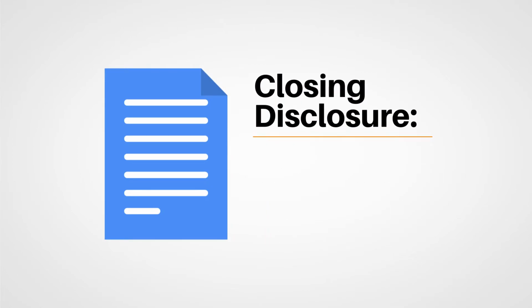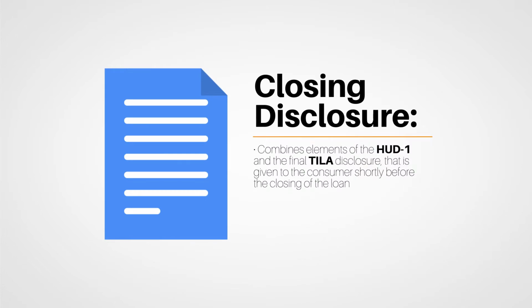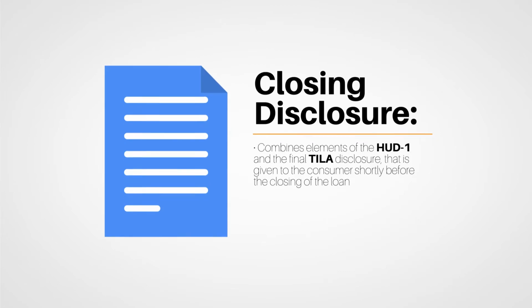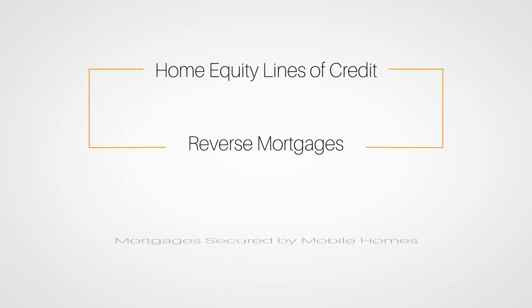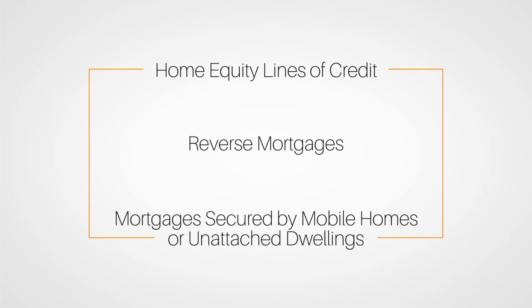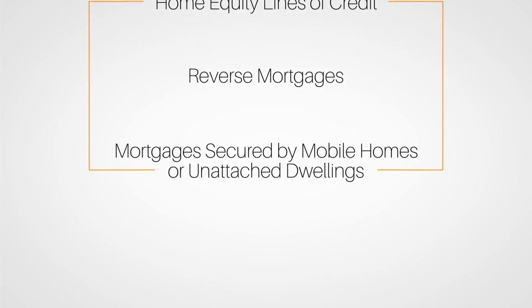The closing disclosure form combines elements of the HUD-1 and the final TILA disclosure that is given to the consumer shortly before the closing of the loan. While the TILA-RESPA rule applies to mortgages, it doesn't apply to all mortgages. Home equity lines of credit, reverse mortgages, and mortgages secured by a mobile home or a dwelling that's not actually attached to the ground are not covered under the rule.